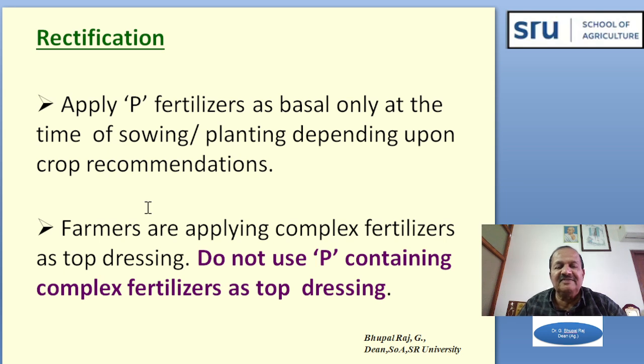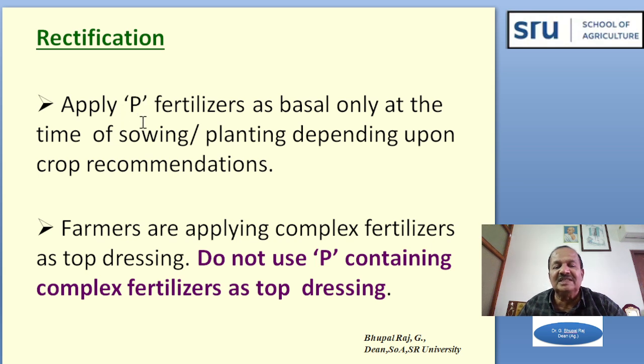So how do we rectify the phosphorus deficiency? Generally, as I already told you, apply phosphorus fertilizers as basal only, at the time of sowing or planting, depending upon the crop recommendations. The fertilizer recommendation is based on the medium soil test value. If it is a low soil test value, you have to apply 25% more. Unlike nitrogen fertilizers, we have to apply all phosphorus fertilizers as basal only, because the phosphorus nutrient is required for the better establishment of root growth.